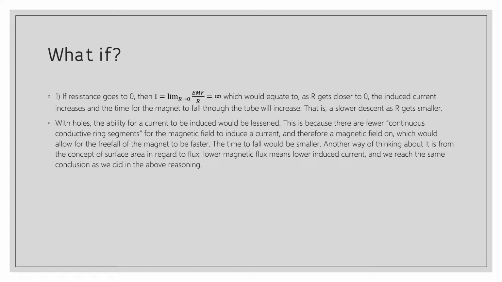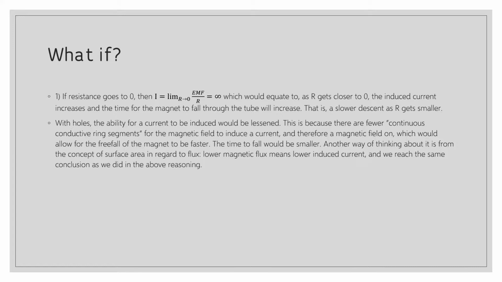What if the resistance goes to 0? Using our equation for current, the limit as r approaches 0 of EMF over r, where EMF would be a function of the magnetic field and velocity, and r would be our resistance. As that goes to 0, the current would approach infinity. As r gets closer to 0, the induced current increases, and the time for the magnet to fall through the tube will increase. That is, a slower descent as r gets smaller.